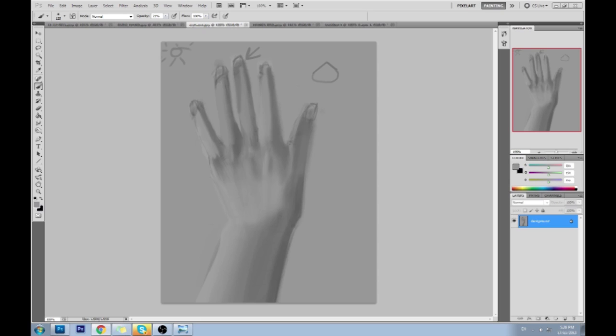Let me first find it and make sure it's not too gory. Yeah, it might be too gory. I'll use this one.